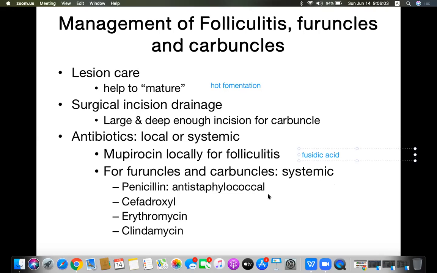Now, penicillin, mainly anti-staphylococcal penicillin, like cloxacillin, flucloxacillin, and nafcillin, are mainly used. Cefadroxil, a first generation cephalosporin, can be tried. Erythromycin can be tried, and even clindamycin can be tried.